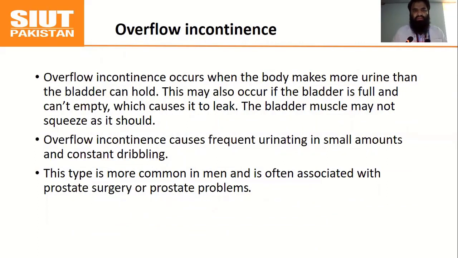Overflow incontinence is another type of urinary incontinence in which the body makes more urine than the bladder can hold. This may also occur if the bladder is full and can't empty, which causes it to leak. The bladder muscle may not squeeze as it should. Overflow incontinence causes frequent urinating in small amounts and constant dribbling. This type is more common in men and is often associated with past prostatectomy or prostatic problems.